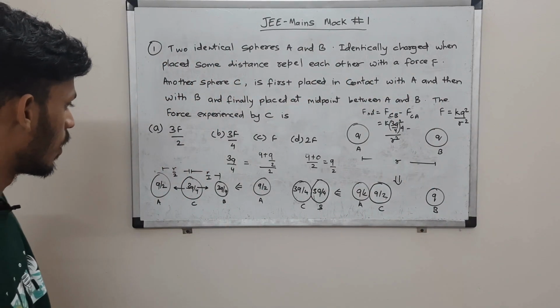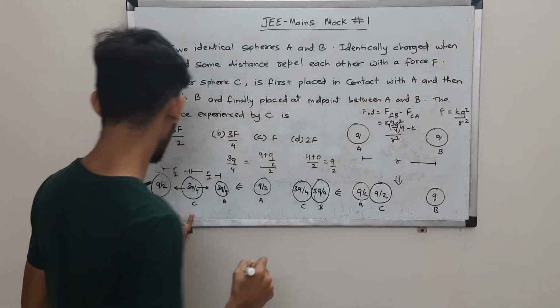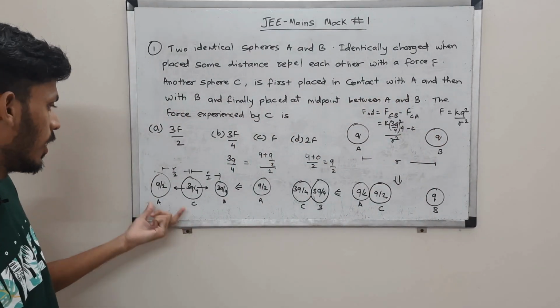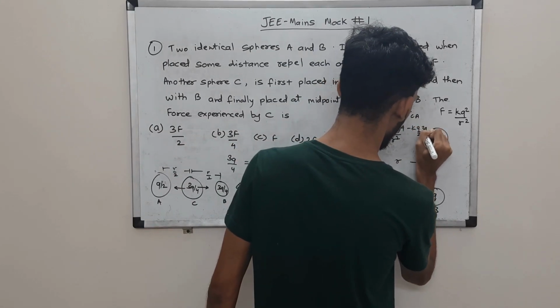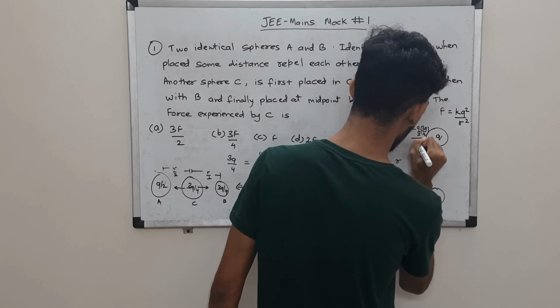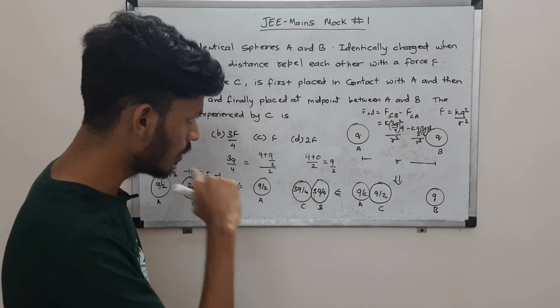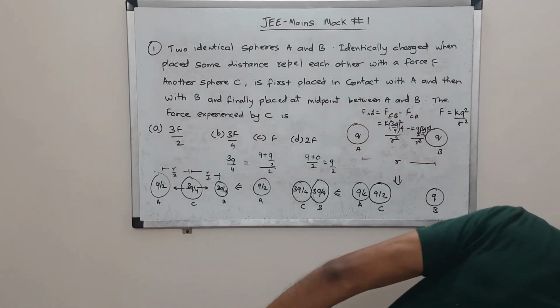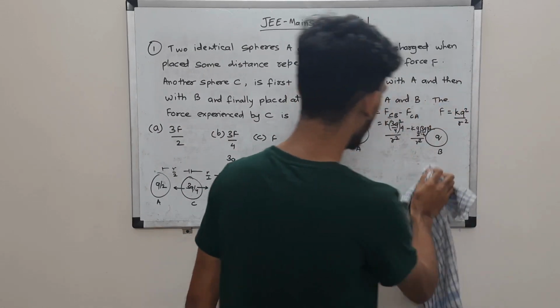Okay, so again we are going to follow the same steps for the force due to A. So k into the product of charges, which is q by 2 into 3q by 4, divided by r square and 4 again, right? So let's do it very carefully. Okay, I'll wipe this off. Hope you are able to follow.